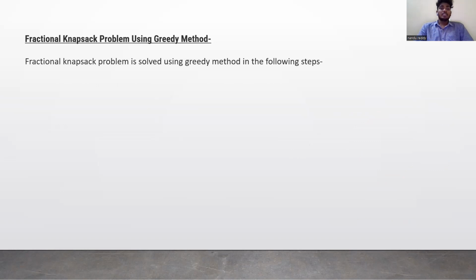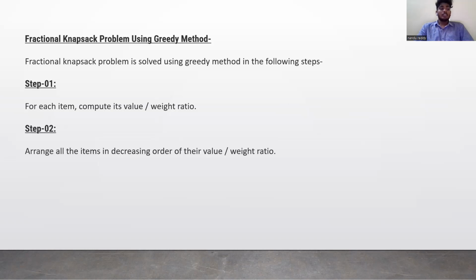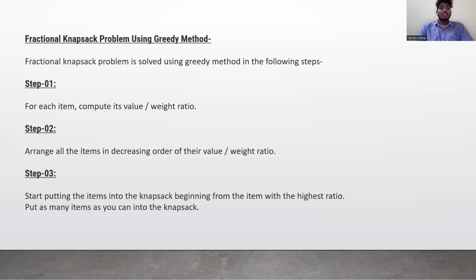The fractional knapsack problem is solved using the greedy method in the following steps. Step 1: for each item, compute its value by weight ratio. Step 2: arrange all the items in decreasing order of their value by weight ratio. Start putting the items into the knapsack beginning from the item with the highest ratio. Put as many items as you can into the knapsack.